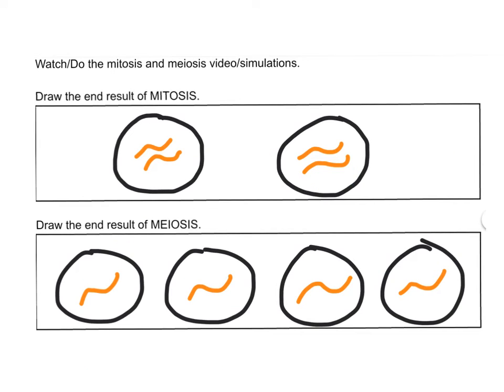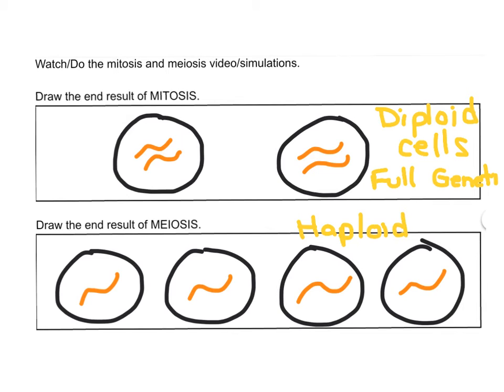So our end result in mitosis, we end up with what are called diploid cells, which is the full genetic material. In meiosis, we get haploid cells, and we get half the genetic material. And this is where your egg and your sperm come together, and you get half from mom, half from dad, and that's what creates the zygote, the offspring.